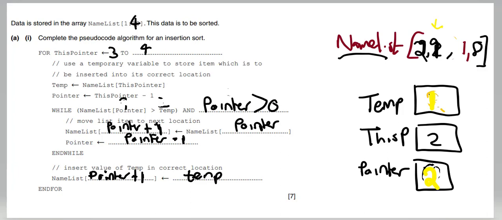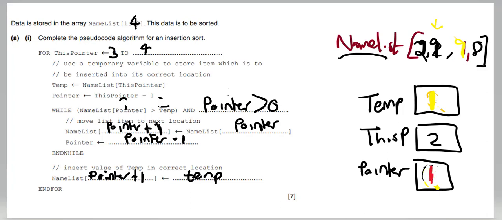Well, we're going to take whatever's in pointer, which at the moment is the number 9. And we're going to place it in pointer plus 1. So we're going to place it into here. The number 9 is now there. What we're going to do now is take away 1 from pointer. So position pointer is now going to be 1.